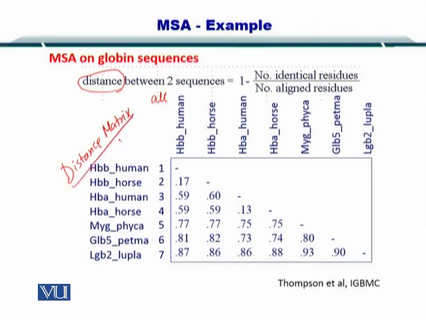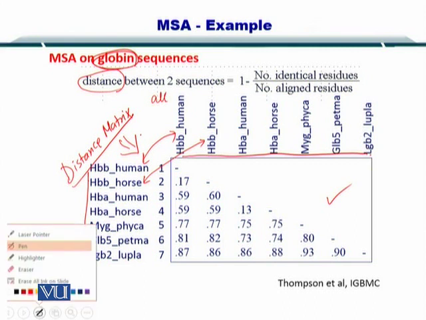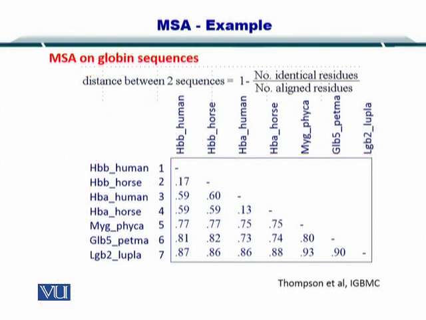So the distance matrix is provided here for you, and multiple types of globins are listed here. So once you compute the distance between each one of these proteins, you can fill up this matrix. As you can see, this matrix is already filled up using this formula after doing pairwise sequence alignment.